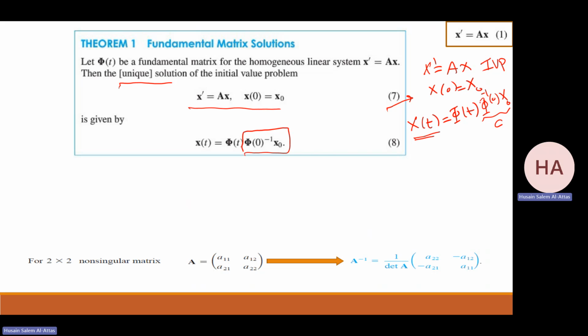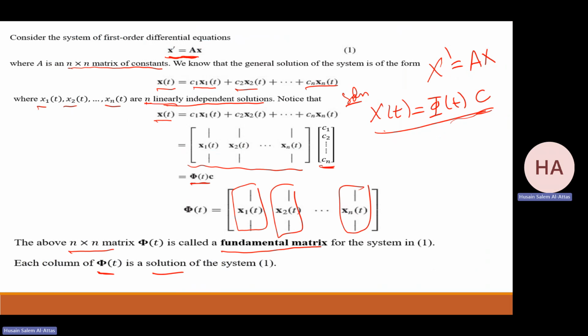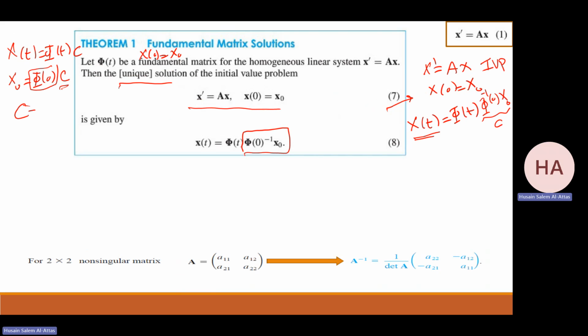We're getting this x of t, phi of t, phi inverse at 0. It's very easy. Let me show it to you. X of t equals phi of t times c. I know that x at 0 equals x0. So that means x0 will be phi at 0 times c. What will be c? I need to find the inverse of this. Don't forget, for a fundamental matrix, I have n linearly independent solutions. So for sure, the fundamental matrix is invertible. It has an inverse.